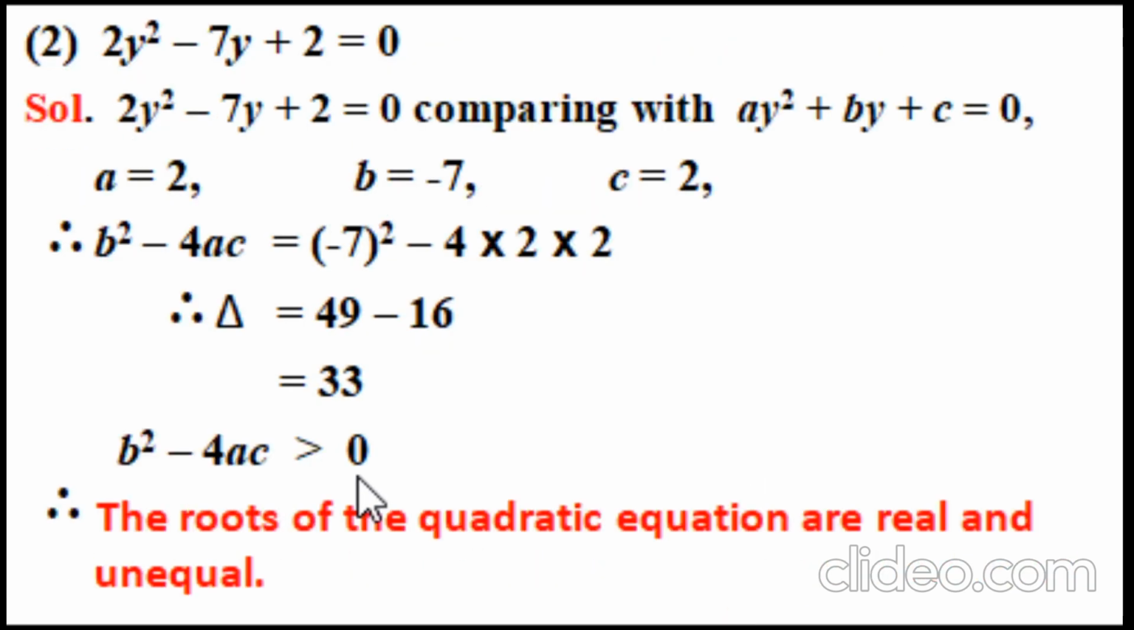Then next question, 2y square minus 7y plus 2 is equal to 0. Comparing with ay square plus by plus c is equal to 0, we get a as 2, b as minus 7 and c as 2. So the value of b square minus 4ac, we get 49 minus 16, which is 33. So delta is greater than 0, positive 33. That is, b square minus 4ac is greater than 0. Therefore, the roots of the quadratic equation are real and unequal.